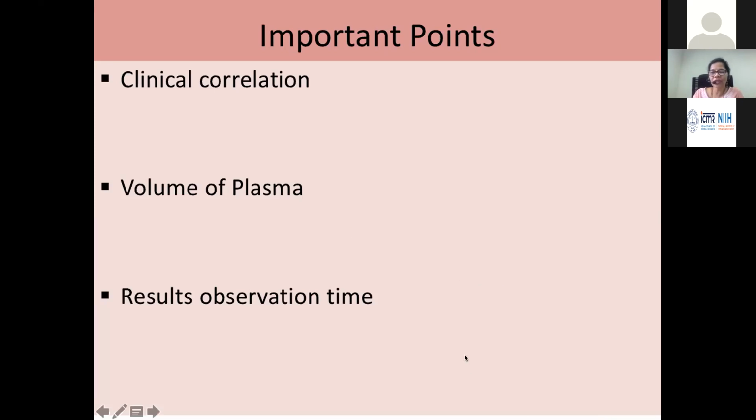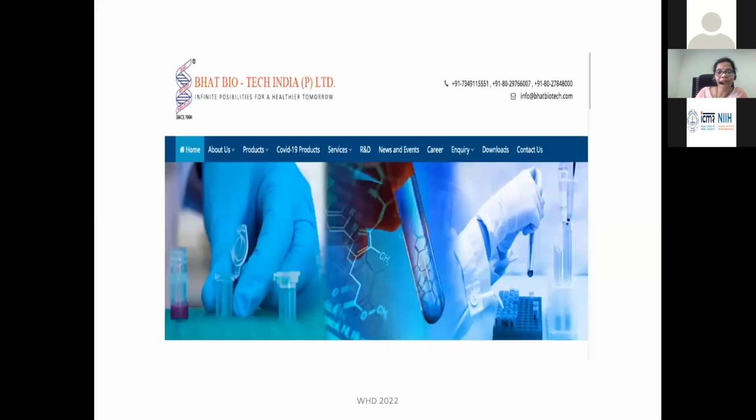And the observation time, the results you interpret. When I give a window time of 10 to 15 minutes, it should be observed within 10 to 15 minutes. Because if, instead of 10 to 15 minutes, you observe it in 25 minutes or 30 minutes, you may get false positive results. This is the same for any of the other lateral flow immunoassay based kits.